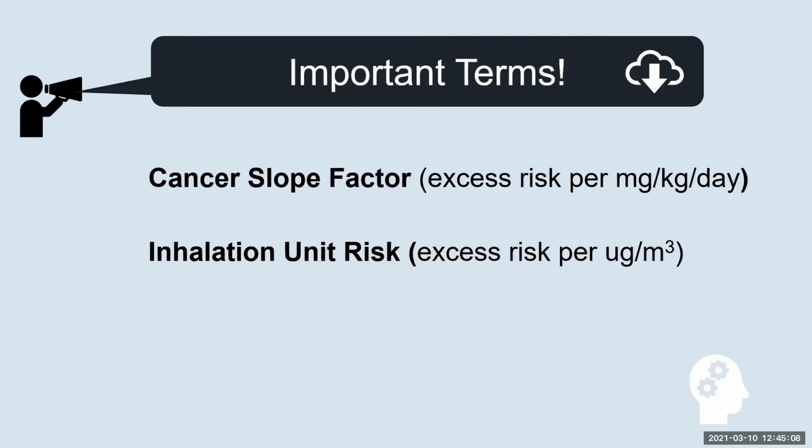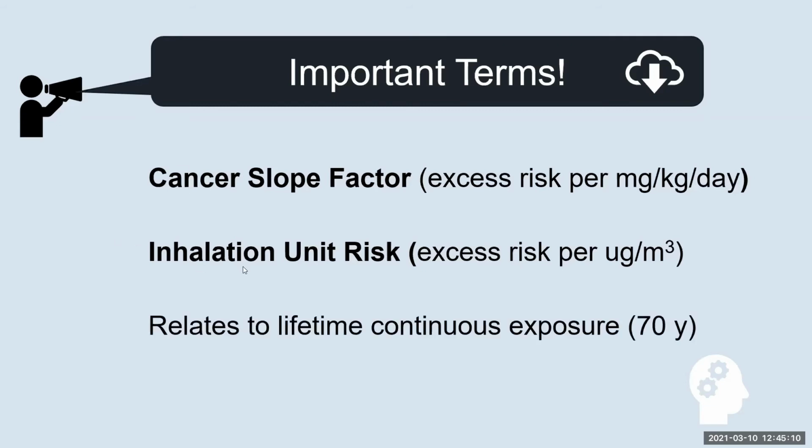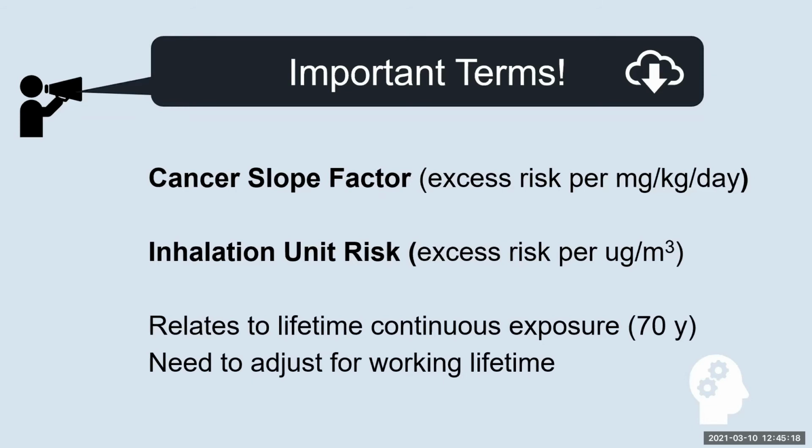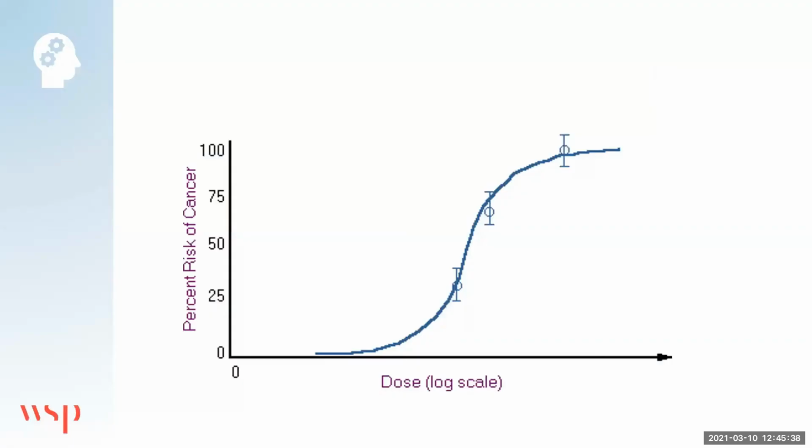So these, when the US EPA derived them, relate to lifetime continuous exposure. That's 70 years average lifetime. We need to adjust for a working lifetime, which is, I think, 40 years, 8 hours a day, and some other factors there, but we'll talk about that in a second. So this slide here shows you, the next one coming up discusses the slope factors and how they're derived.